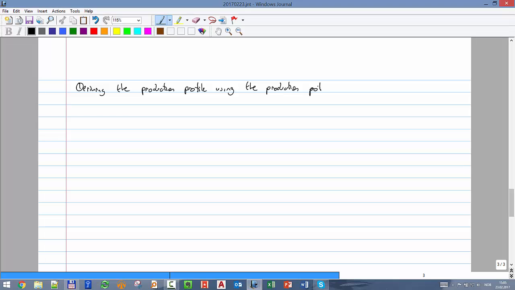Okay, let's make one example where we derive a production profile using the flow potential, the production potential, and I'm going to assume always open choke.